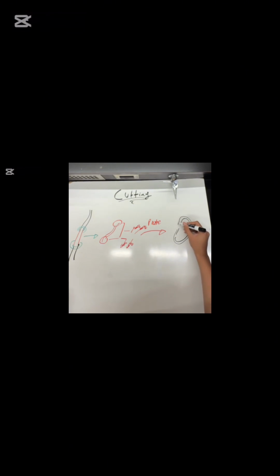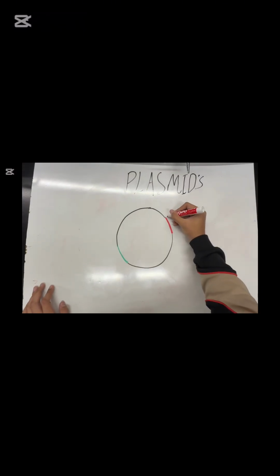By using restriction enzymes this way, we gain the ability to isolate a single gene from an entire genome and prepare it for recombination. This cutting process is not just a step in cloning, it's the foundation of recombinant DNA technology.